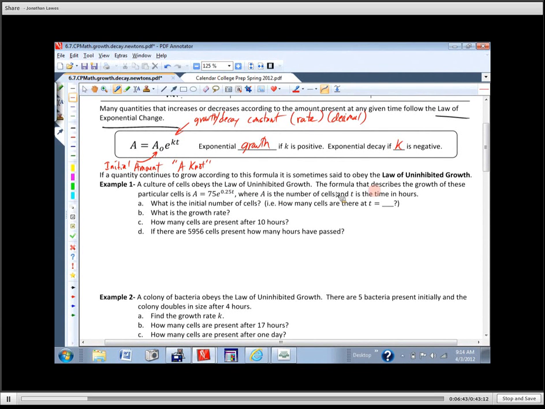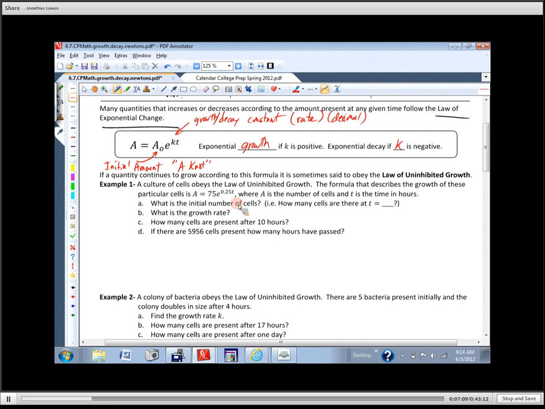The formula that describes the growth of these particular cells is right here, okay? So we're giving you the formula. The amount is going to be equal to 75 times e to the 0.25 times t, where A is the number of cells and t is the time in hours. So A is going to be the amount of cells and t is the time in hours. What is 75 and 0.25? That's what we're going to figure out right now.